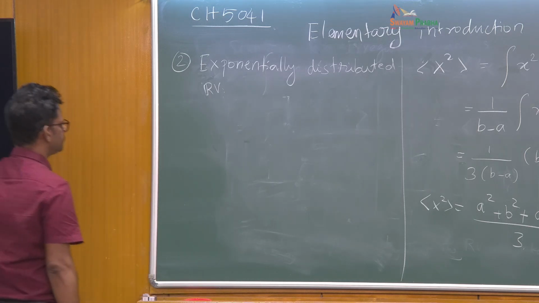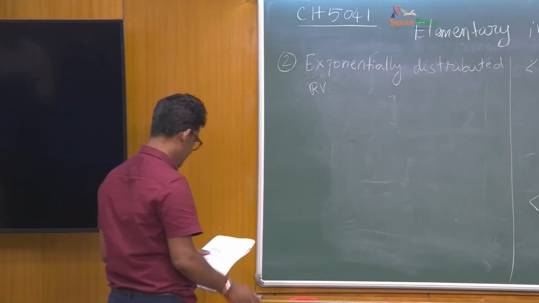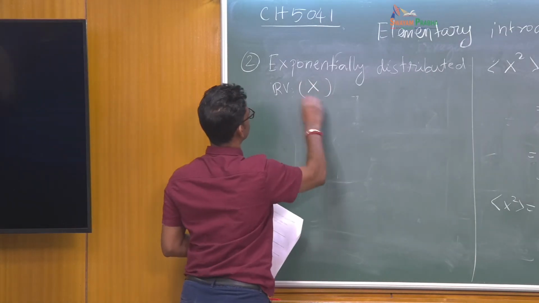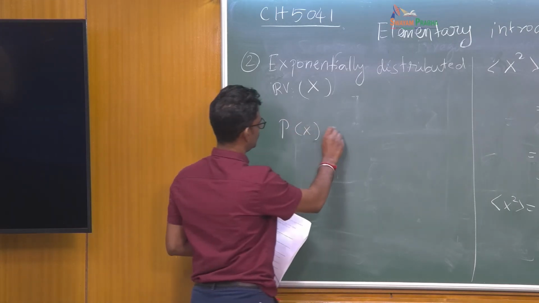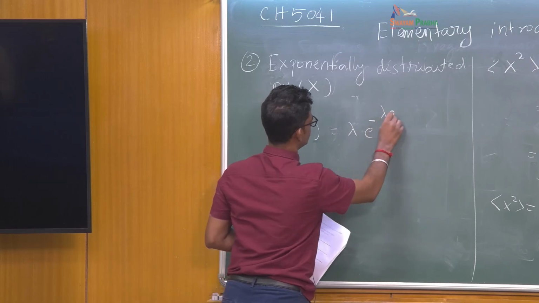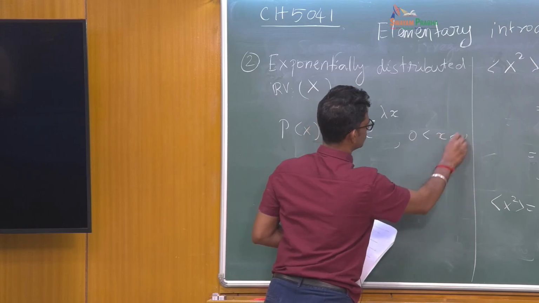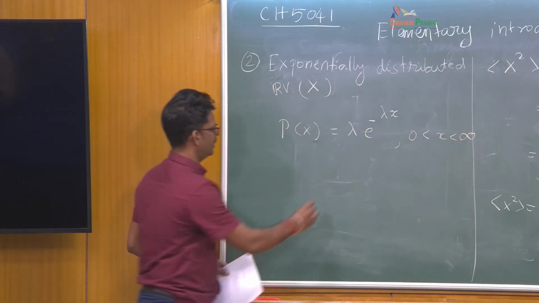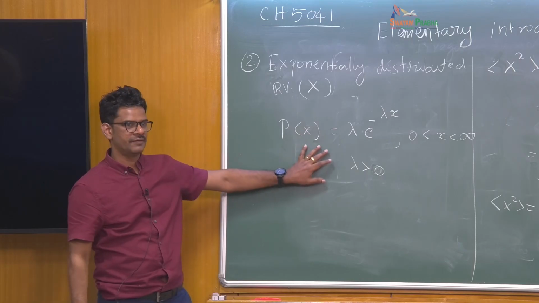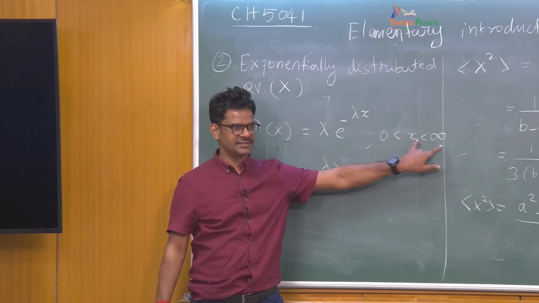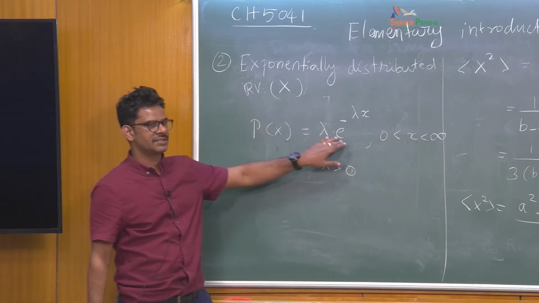And the second example is an exponentially distributed random variable. So here we say that p of x is equal to lambda e power minus lambda x, defined in the range 0 to infinity, and lambda is positive. So in one single statement we have defined the range of possible values of x. Okay, it can be from 0 to infinity, and the probability distribution function is exponential.